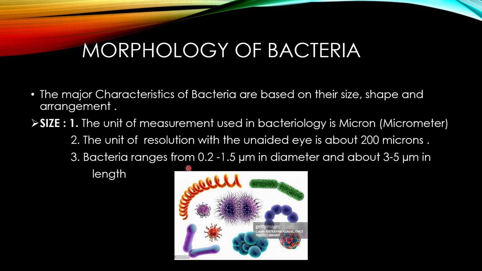Bacteria range from 0.2 to 1.5 micrometer in diameter and about 3 to 5 micrometer in length. So what is the size of bacteria? It is 0.2 to 1.5 micrometer in diameter and 3 to 5 micrometer in length. Just imagine how small and tiny bacteria are. That's the reason we cannot visualize them with our naked eye and we require a special instrument called a microscope.